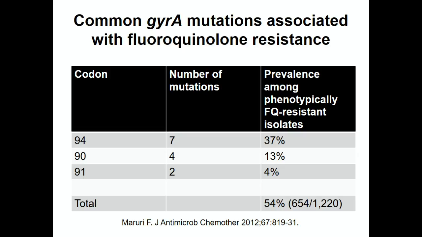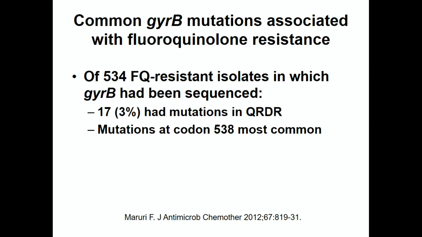They made up in total 54% of the mutations, or 54% of these phenotypically resistant isolates had mutations at these codons. In gyrase B, mutations can also confer resistance. It's just much less common. Of the 534 resistant isolates in which gyrase B was sequenced, 3% had mutations in the QRDR.